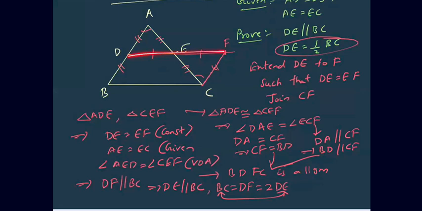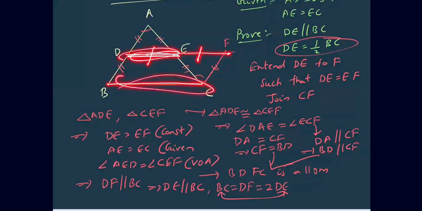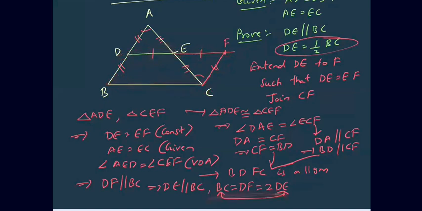So what we have done is we have extended DE to F such that DE is equal to EF, and we have joined CF. And then finally we have managed to prove that this quadrilateral is a parallelogram since these two sides are parallel and these two sides are equal. So since this is a parallelogram, then BC should be equal to DF and also parallel to DF. And since DF is nothing but twice of DE, BC is nothing but twice of DE. Okay. So then DE is half of BC. Okay. So I hope this is clear. So let us move on.